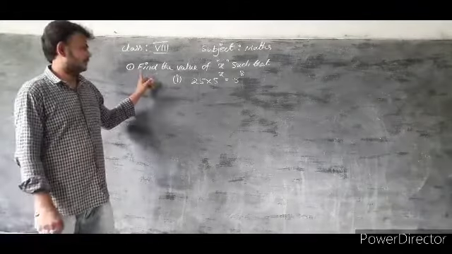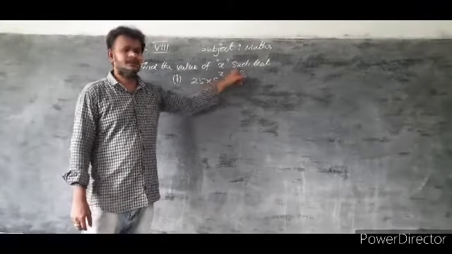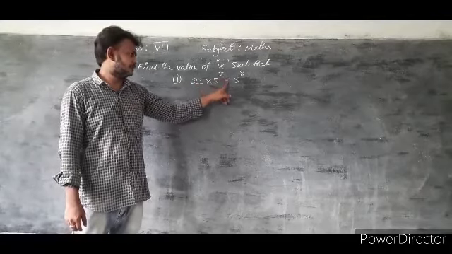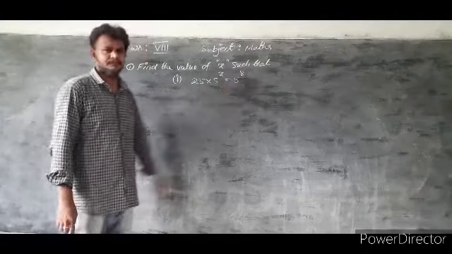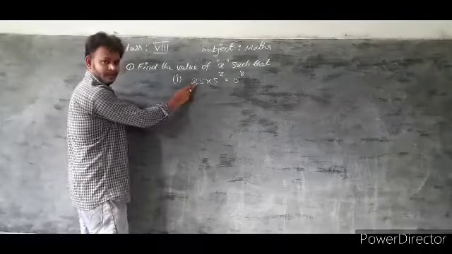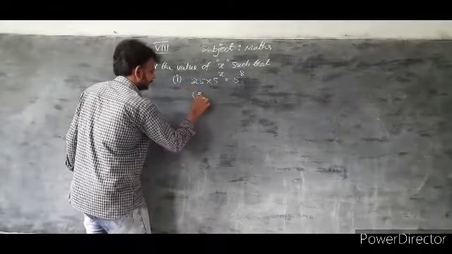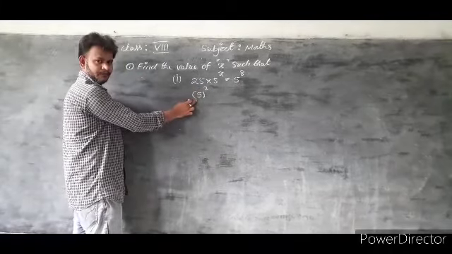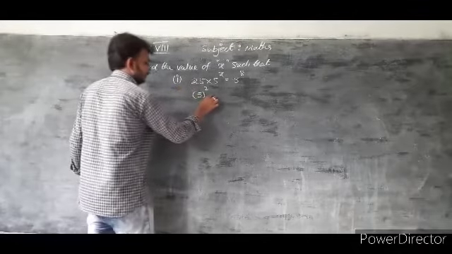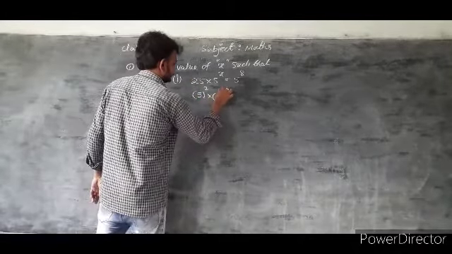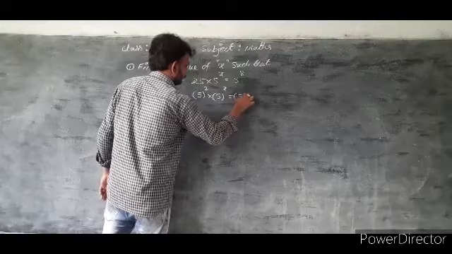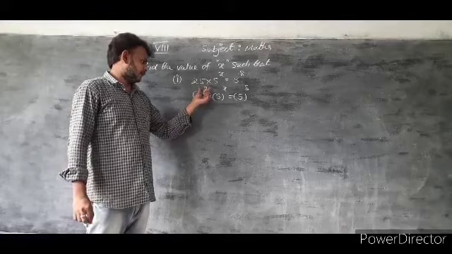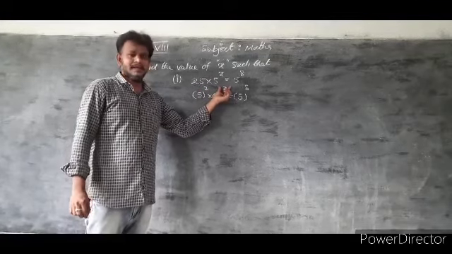So first problem: find the value of x such that 25 into 5 power x equal to 5 power 8. So 25 is written as 5 square. 5 square means 5 into 5, so 5 fives are 25. So 5 square into 5 power x equal to 5 power 8.